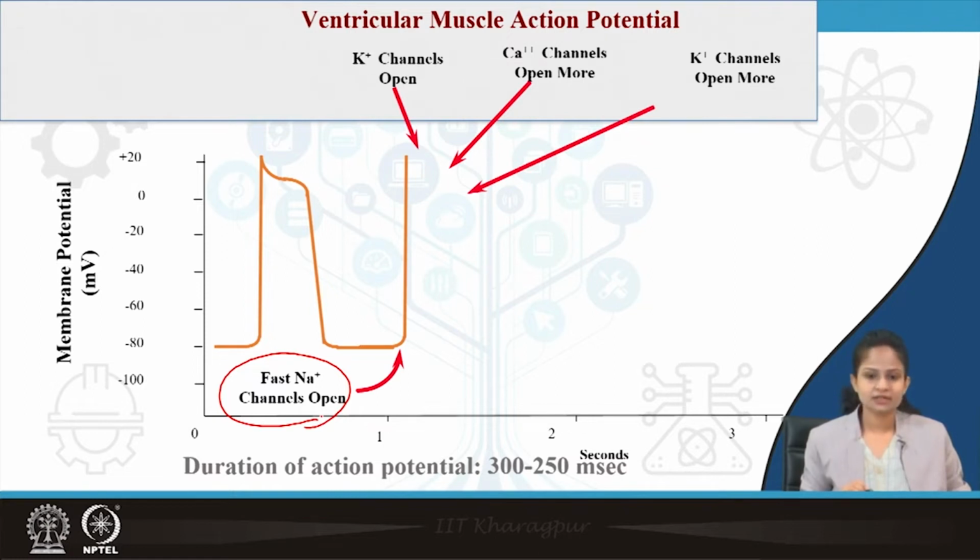Then we have the slight or the early repolarization, that is mainly because of the potassium channels. Then we have the plateau phase, that is mainly because of the calcium channels. Now, the plateau phase is usually because of both the calcium channels opening and the potassium channels opening. The influx of the calcium or the positive ions is usually counterbalanced with the efflux of the potassium ions. So, that usually maintains the plateau phase of the ventricular muscle potential.